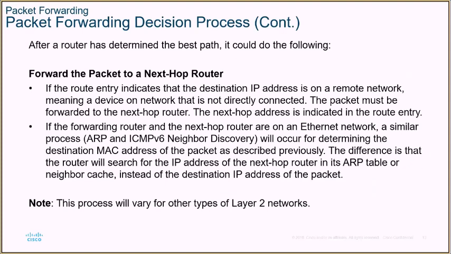The difference is that the router will search for the IP address of the next hop router in its ARP table or neighbour cache instead of the destination IP address of the packet. This process will vary for other types of layer 2 networks. So ARP is only required on LAN networks. It's not required on point-to-point networks.